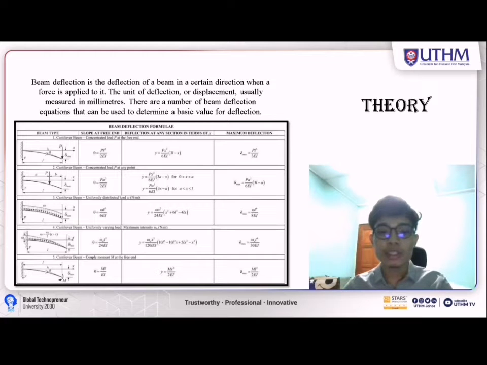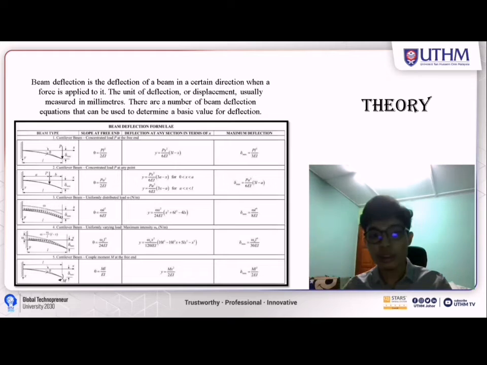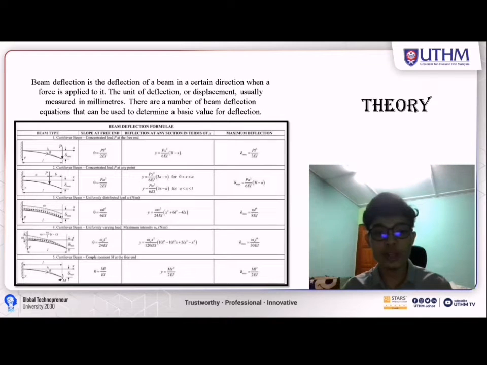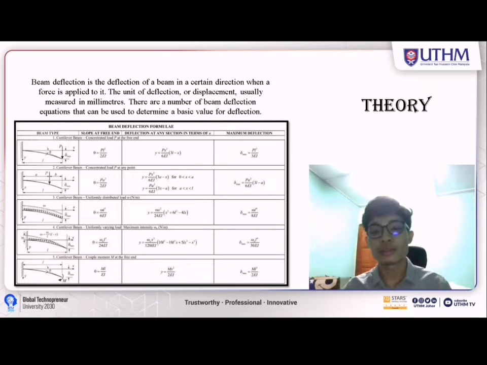So as we combine this together, we can get that beam deflection is when force is applied to the beam, we can get the deflection of a beam in a certain direction. Usually we will use millimeters as the unit for the beam. There are numerous formulas that we can get from the cantilever beam. As you can see on the table here, we have 5 types of cantilever beam, and each of the types has a different formula.